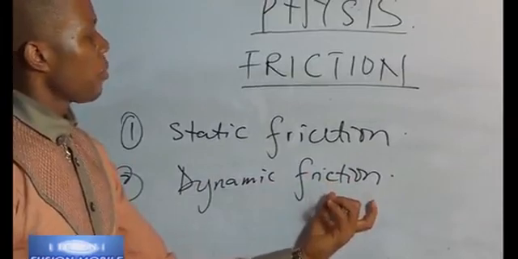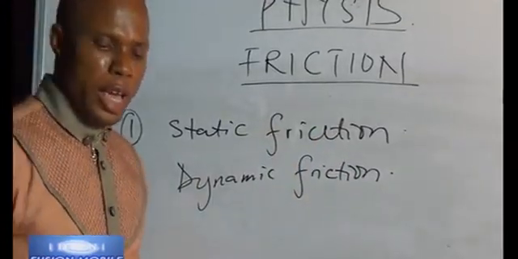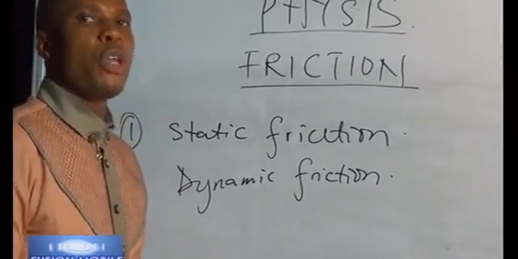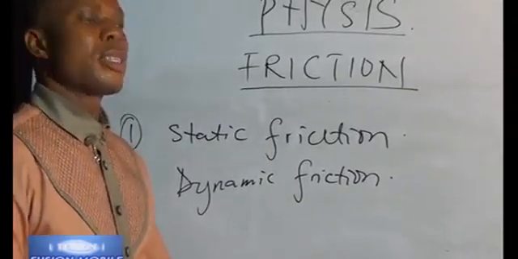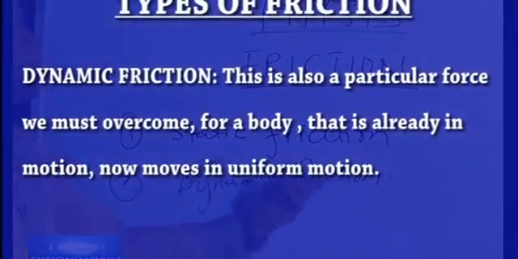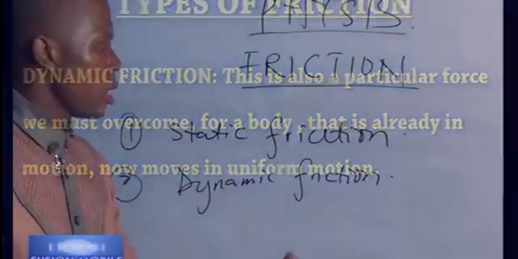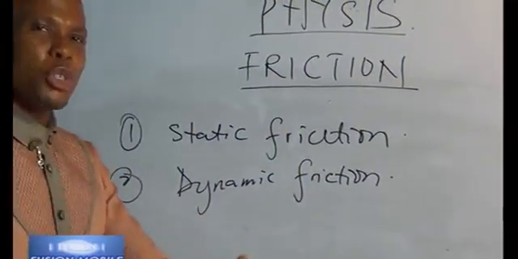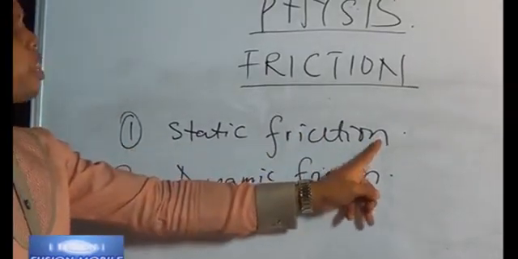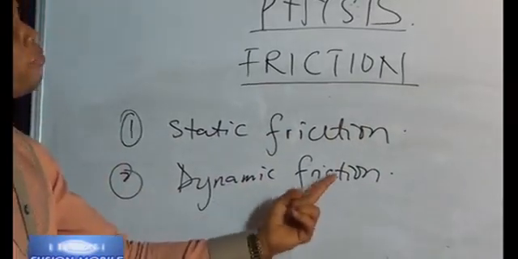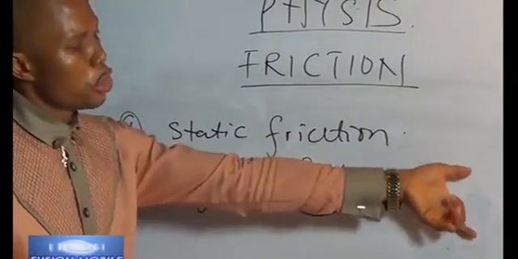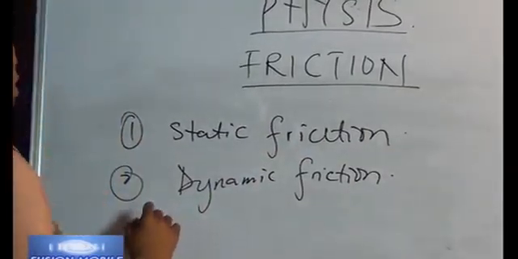While dynamic friction, for an illustration, if you are pulling a chair and the chair is not moving while it's still at rest, when the chair moves, it won't move uniformly until at a time when, after staggering, you get yourself pulling it out, it maintains uniformity. So we'll say that dynamic friction is that particular force also that we must overcome for a body that is already in motion to now move with uniform motion. So the first one, the body is still at rest, we overcome it for the body to start moving. While the second one, the body is already moving, but we overcome the force so that the body will now move in uniform motion.